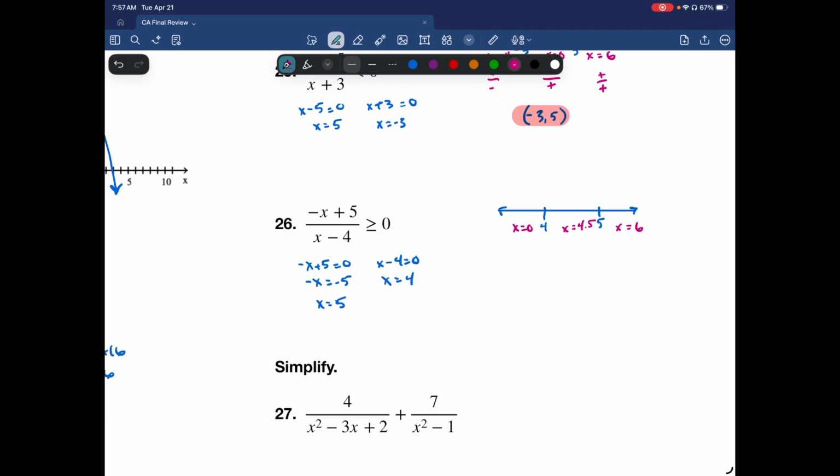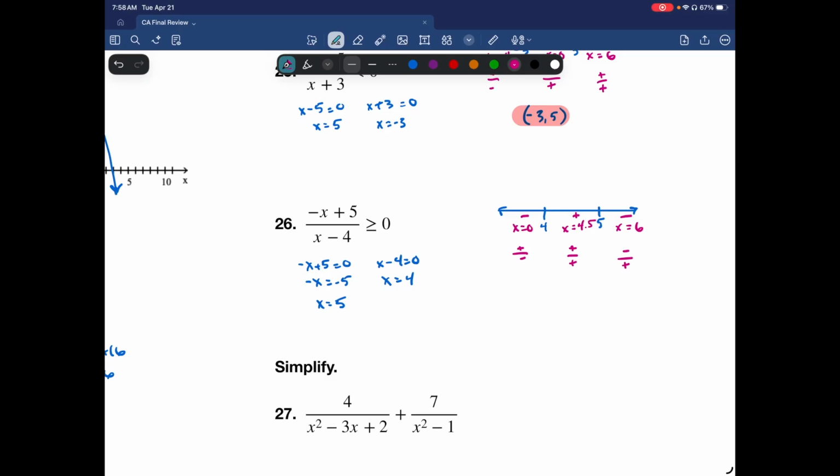Okay, so if I plug in 0, that's going to be a positive on top and a negative on the bottom, which is going to be negative. If I plug in 4.5, it's a positive on top and a positive on the bottom, so plus over plus, so that's plus. And then if I plug in 6, that's a negative on top and a positive on the bottom, so that's negative. So I want to know when is this greater than or equal to 0, so I'm going to shade where the answers are positive.